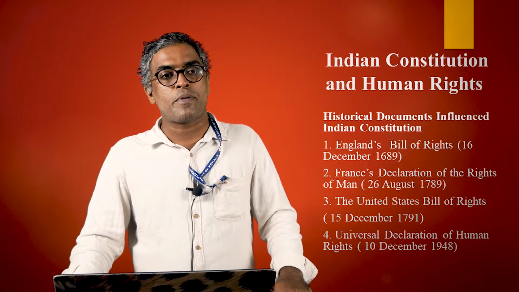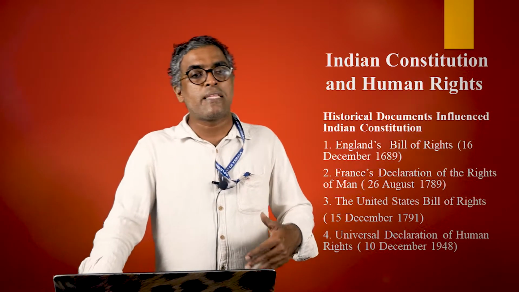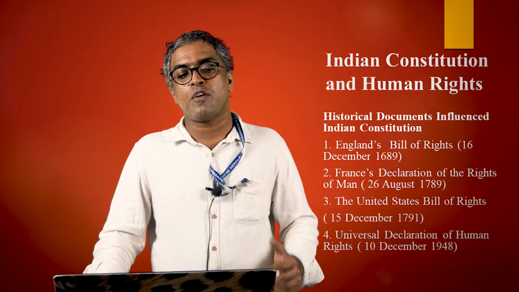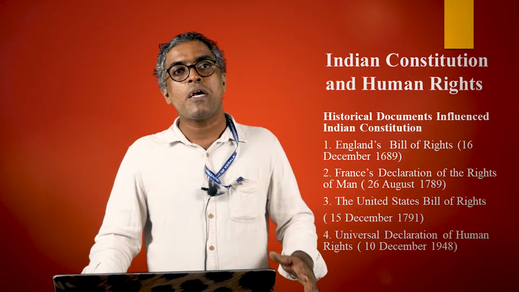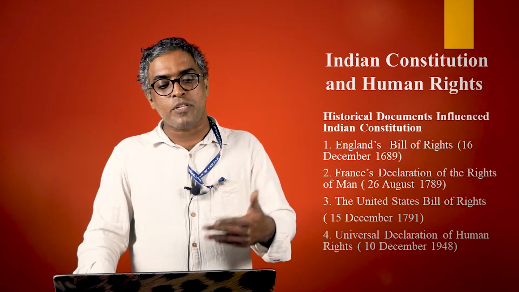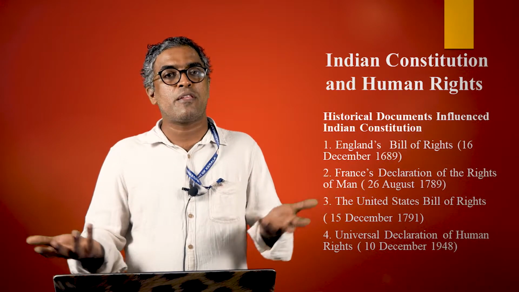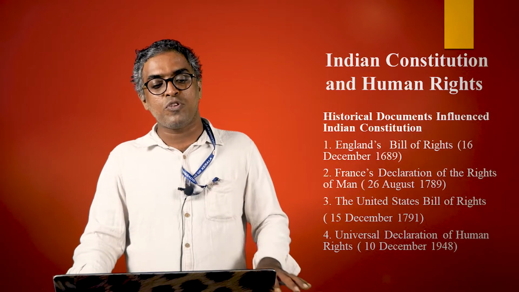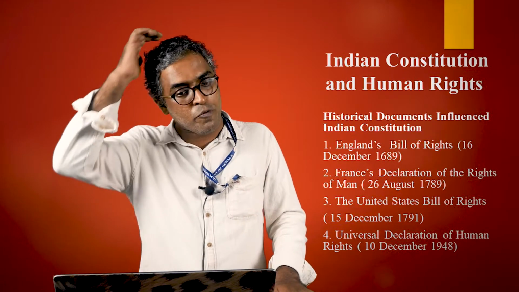We know that at the same time India had just gained independence and was drafting a new constitution. There was the first draft committee, the second, and the third drafting committee. So this document, the Universal Declaration of Human Rights, came into effect when India was preparing her own constitution. Naturally, it heavily influenced the making of our fundamental rights.